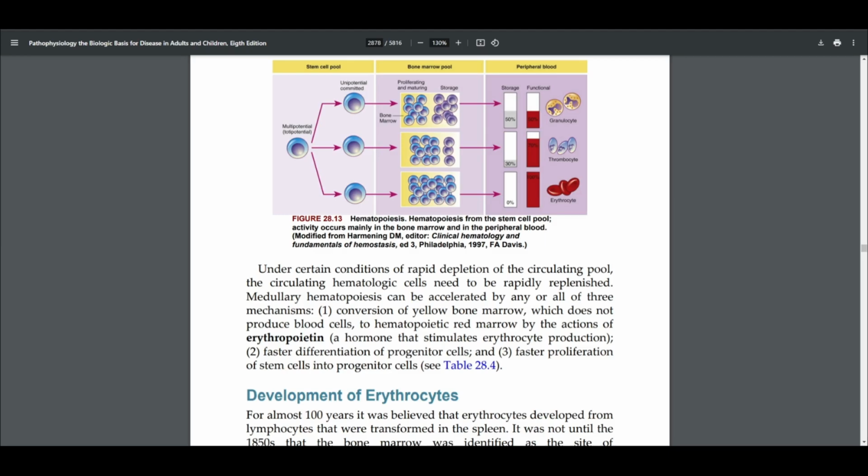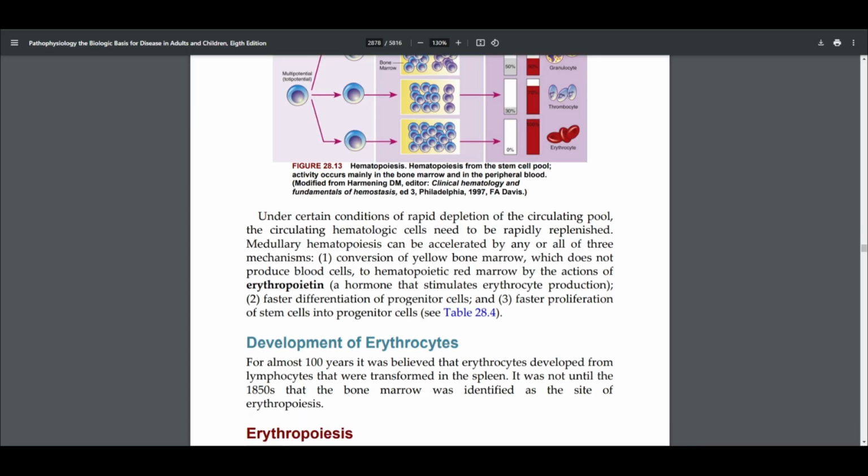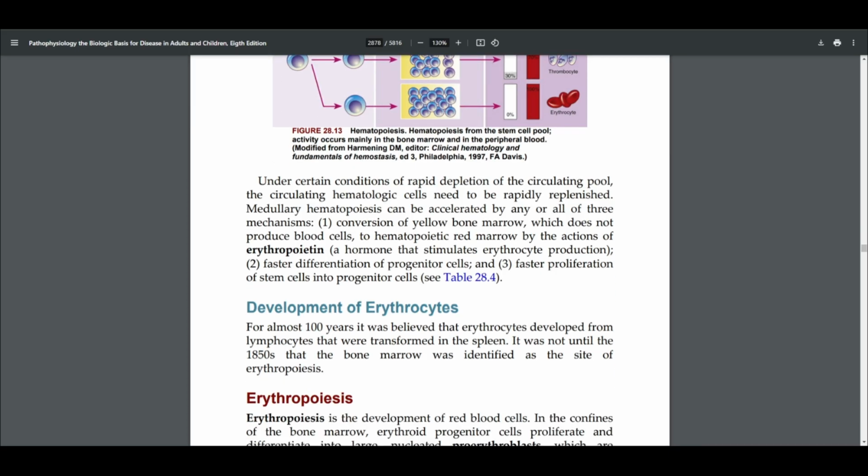Under certain conditions of rapid depletion of the circulating pool, the circulating hematologic cells need to be rapidly replenished. Medullary hematopoiesis can be accelerated by any of the following three mechanisms. The first being conversion of yellow bone marrow, which does not produce blood cells, to hematopoietic red marrow by the action of erythropoietin. Then a faster differentiation of progenitor cells, and finally the faster proliferation of stem cells into progenitor cells.